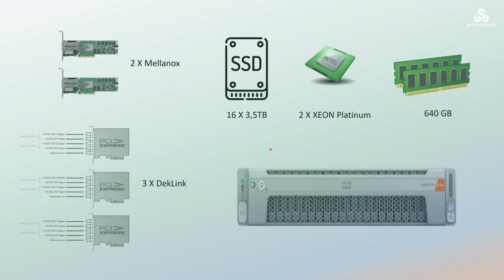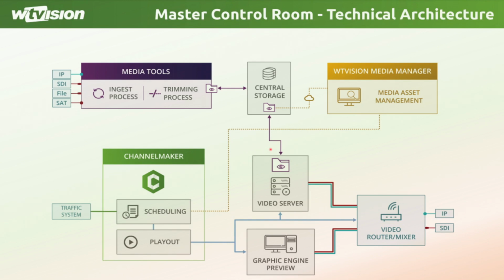And our server, like this, has 2 Mellanox boards, with a native layout. We have 3 DeckLink cards, because when we started to do that, we had a lot of problems and needed to take one step backward and come back with SDI. And after that, we went to IP. Each node in the server has 16.5 terabytes of solid state, two Intel Xeon Platinum processors, and 640 gigabytes of memory for each. I'm talking now about the data center, not the technical center. And we chose WT Vision as our provider for the MCR system.